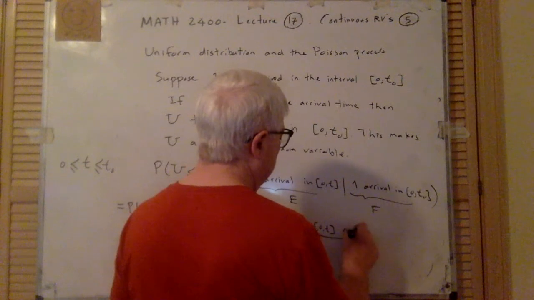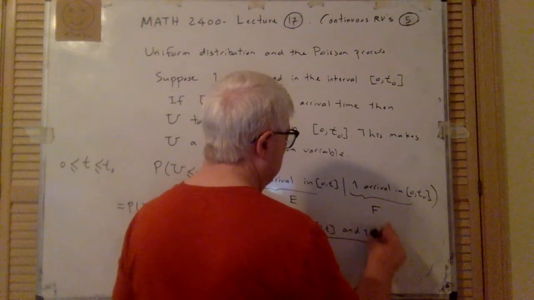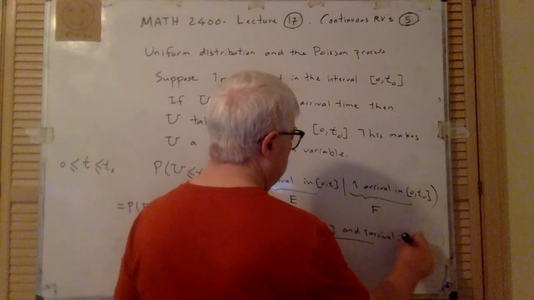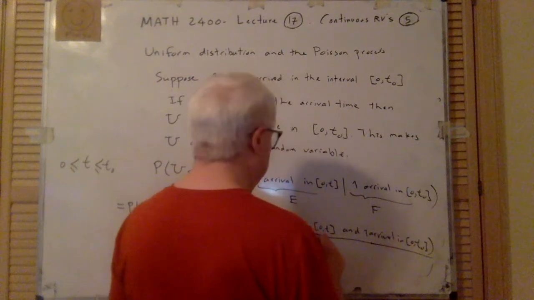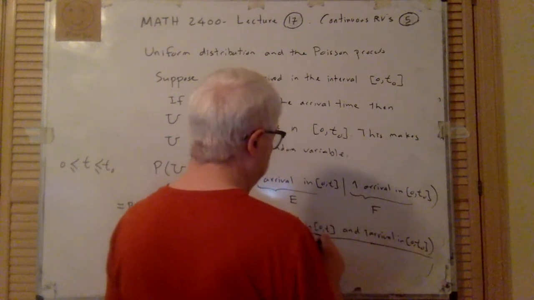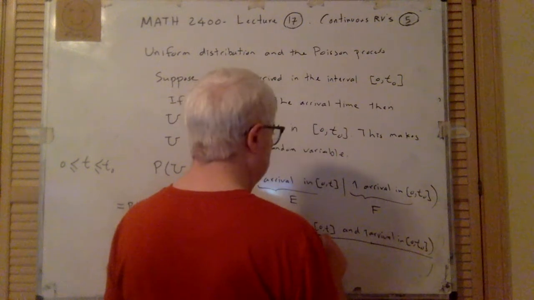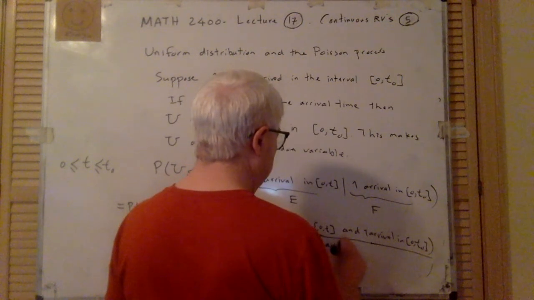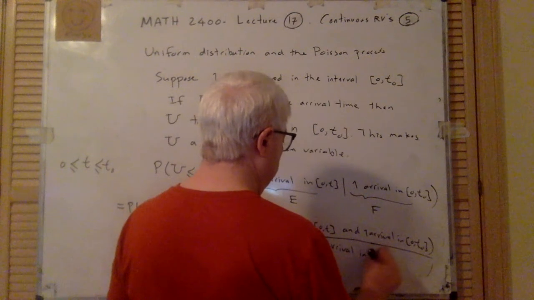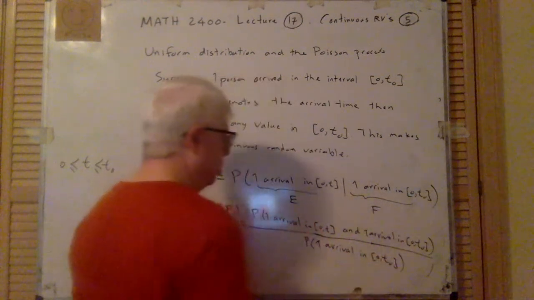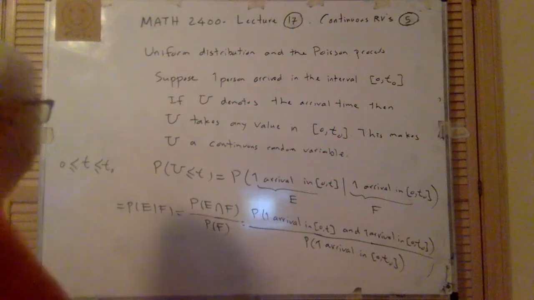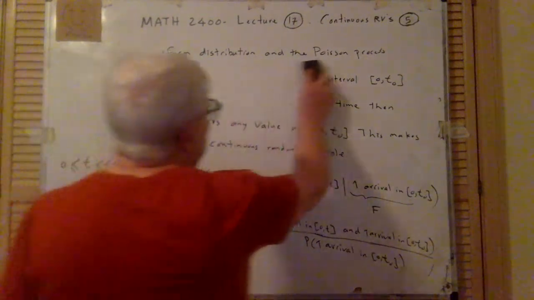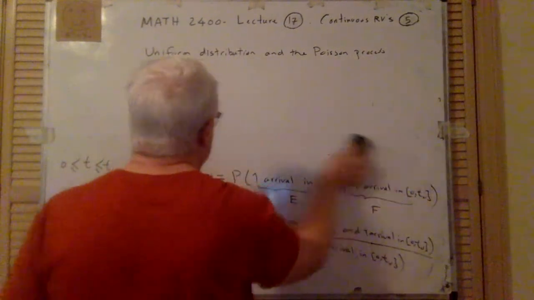and 1 arrival in 0 to t0, divided by P of this thing, 1 arrival in 0 to t0. Okay, so remember that was the formula for P of E given F. And let's erase this and continue here.